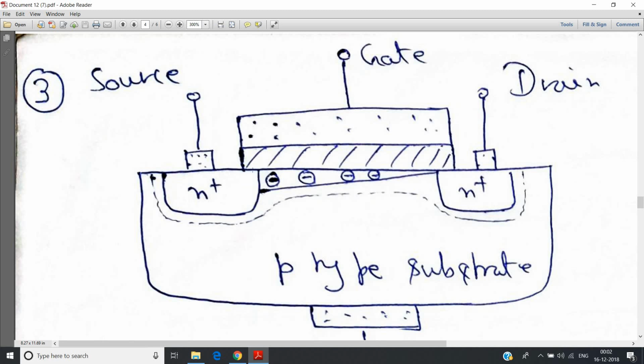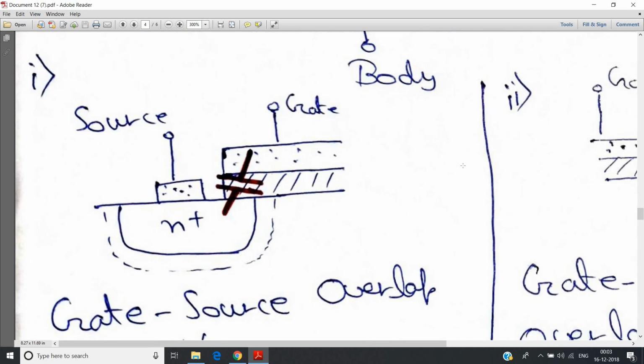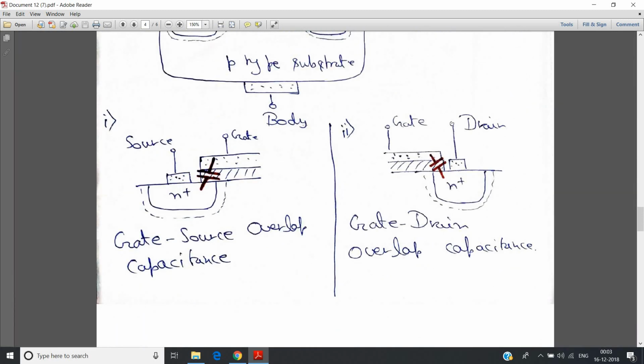So this will form one capacitor. This is called gate-source overlap capacitance. The same thing is applicable for gate-drain. See, here also one small overlap region is there. So gate, then dielectric medium, that is the oxide layer, and then again one electrode, which is basically the overlap region of the drain. Okay, so this will form gate-drain overlap capacitance. Clear? So see, I have drawn here, clearly you can understand from these two pictures.